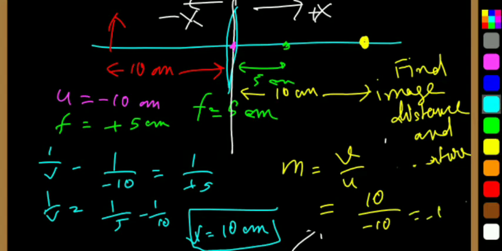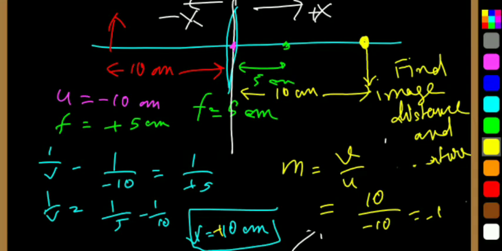So this will form an image which will be inverted, and it will be of the same size as the object. The negative sign will signify that it is inverted. It is in the opposite direction, but the magnification is the same. That means the size is same, and V is equal to plus 10 centimeter, then the sign is plus here. That signifies it is on the right hand side.